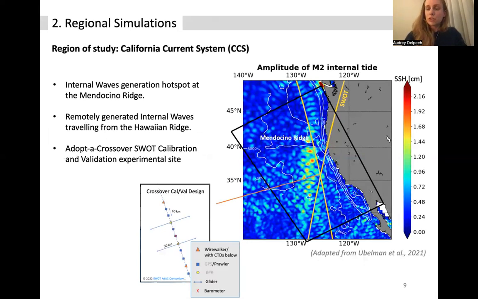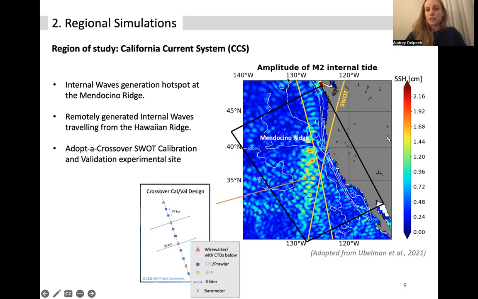We've chosen the region of the California Current System. The region we're modeling is here in the black box. And so why this region? First of all, because it's one of the regions where there is an internal tide generation hotspot. Internal tides are generated at the Mendocino Ridge that you can see here on this map.